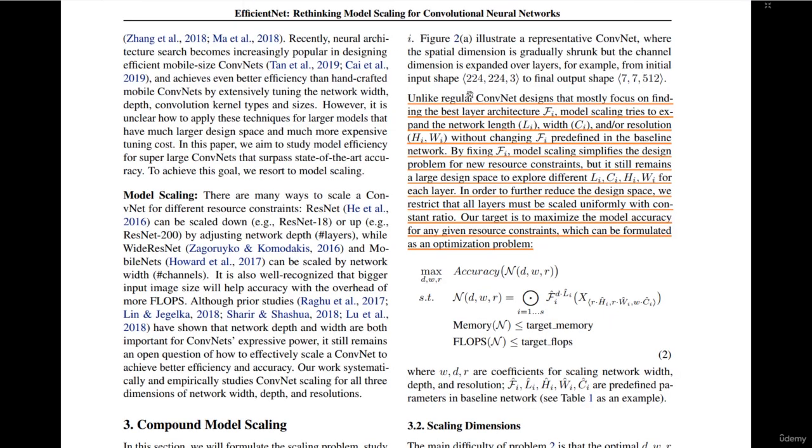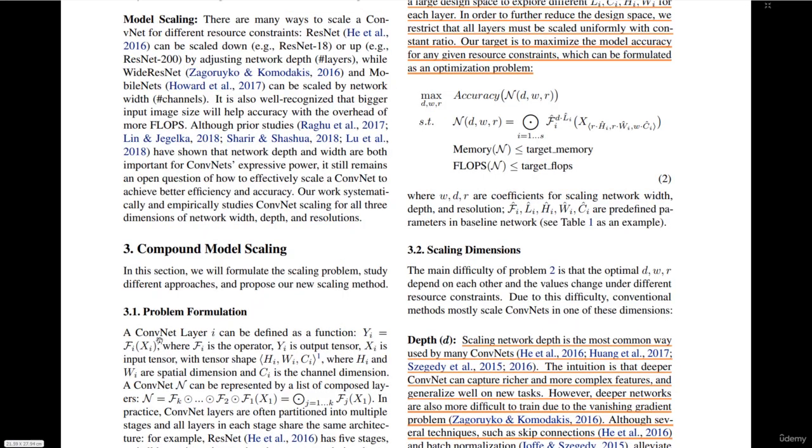Now, unlike regular ConvNet designs, as we have been seeing, that are mostly focused on finding the best layer architecture, model scaling tries to expand the network length, width, and resolution without changing F. Now, the authors have defined a ConvNet right here as a function Y_i equals F_i of X_i, where F_i is the operator, Y_i is the output tensor, and X_i the input tensor.